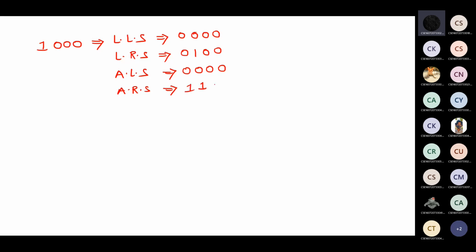Correct. So for arithmetic right shift, first the MSB should be preserved and again you need to shift. So the given question is 1000, which is 8, and the shifting you got as 1100. This is 8, this is 4, this is 0, and this is 12.